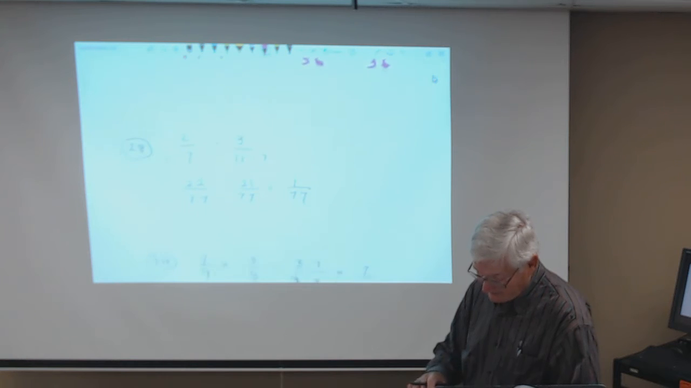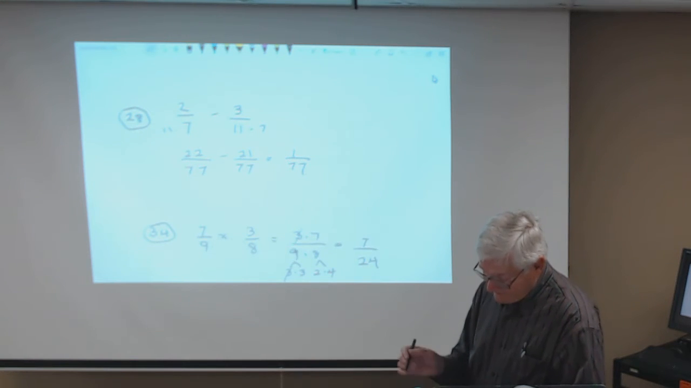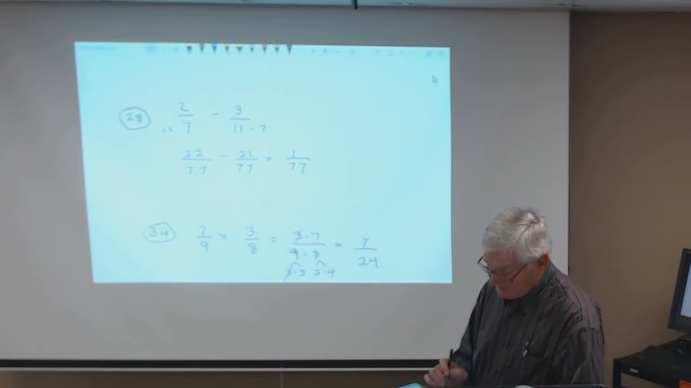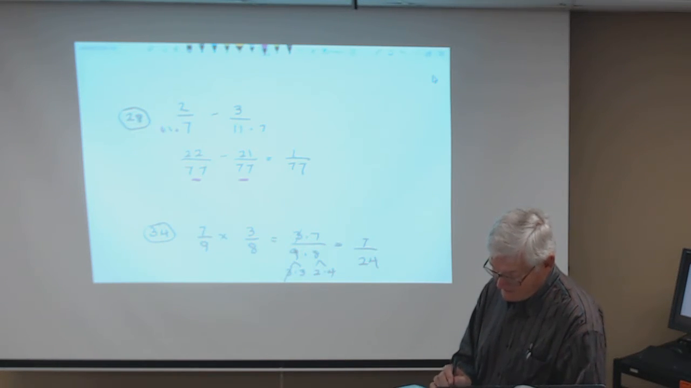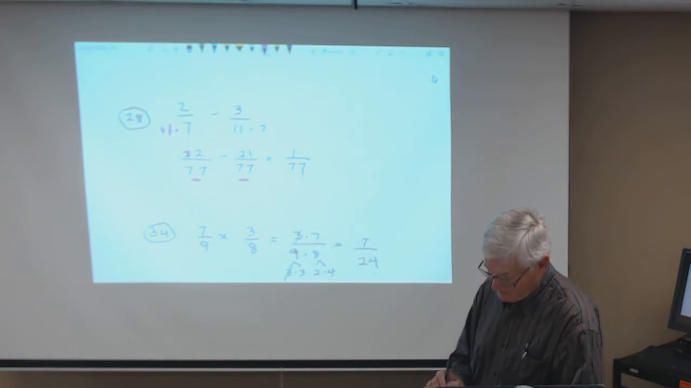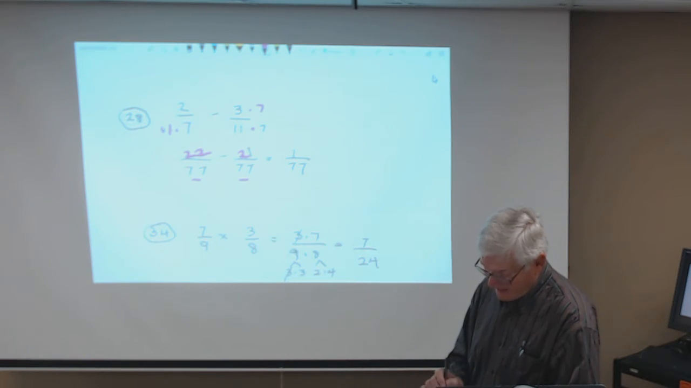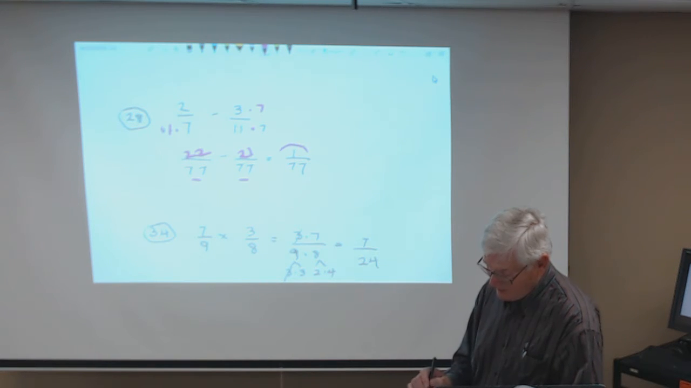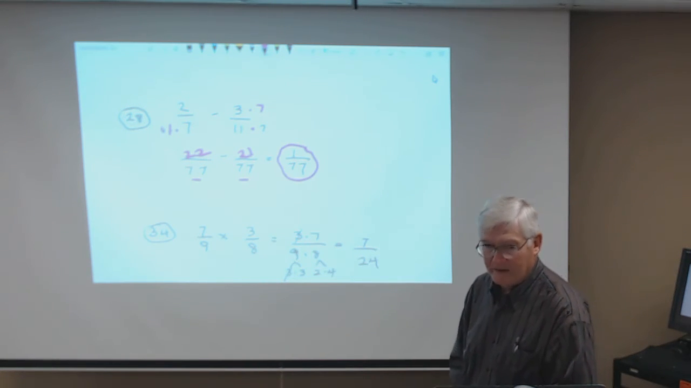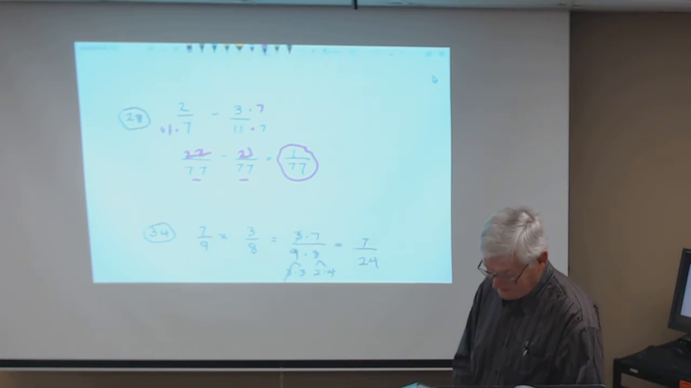Number 28. 2/7 minus 3/11. My common denominator is 77. 7 times 11, that would be 22. Everybody follow that? 11 times 7, that would be 21. Then I have 22 of these minus 21 of these. That would give me 1/77 left over when I subtract.